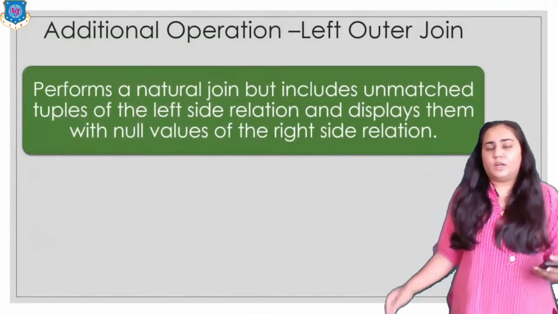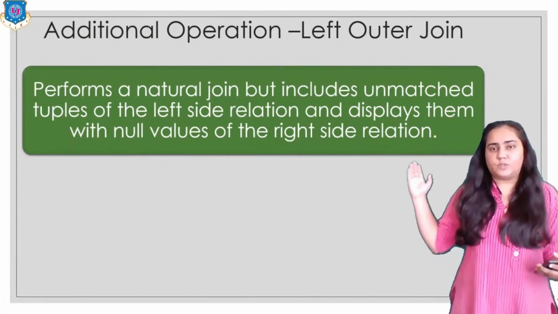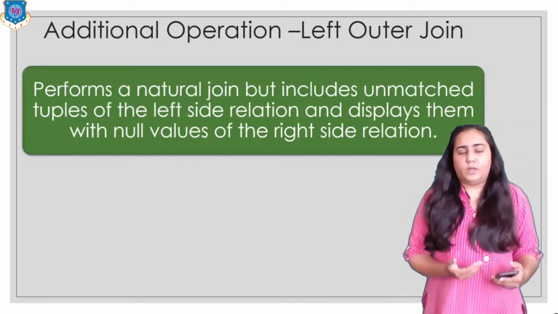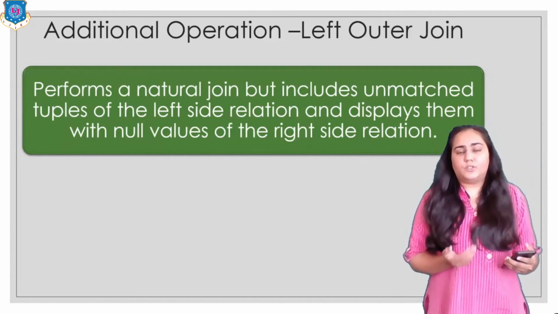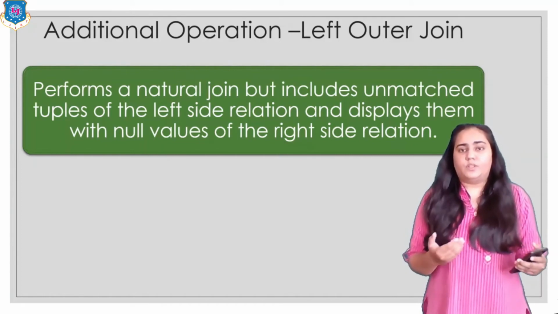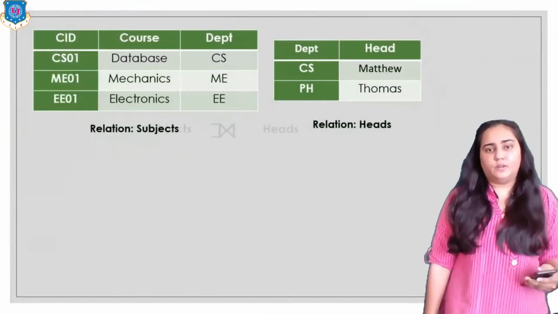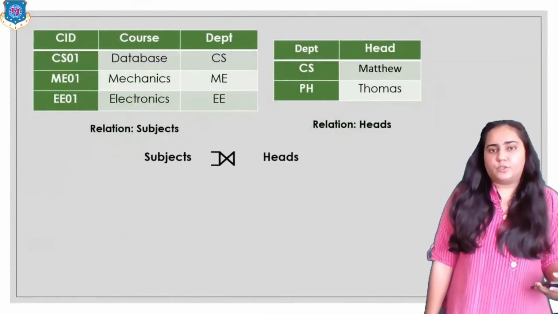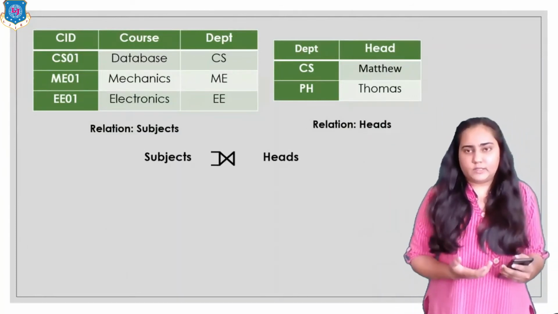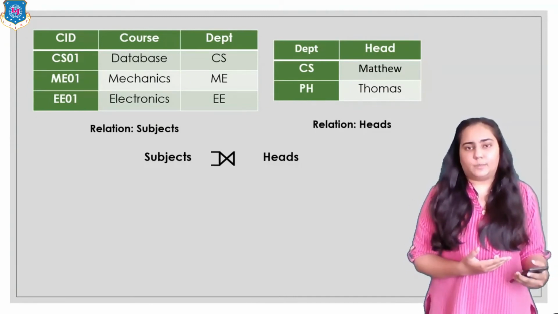But if you do another operation, a slight variation in natural join, which is left outer join, then it is going to perform a natural join, but it will include the unmatched tuples of the left side and will display them with null values of the right side. Let us see how that looks. So to do a left outer join, you will be using this type of a symbol. It's again a bow tie symbol, but on the left hand side, there are two small extension lines made.